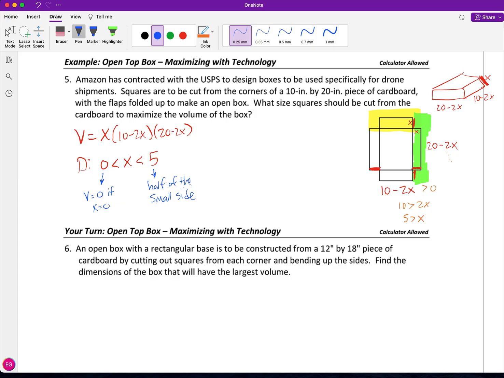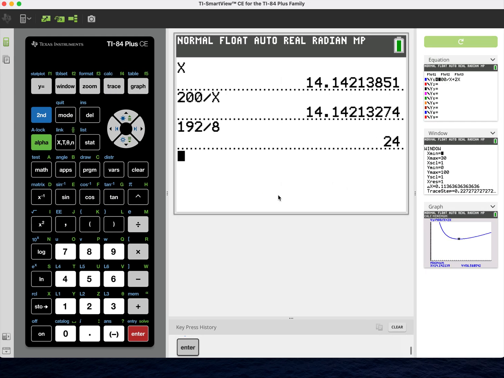And it should kind of make sense. I did the domain over here in the orange off to the right, but I'm removing 2x from each side, so I can't remove something more than what is possible. If I have 10 inches total, I can't remove more than 5 inches from either side. Otherwise, it doesn't work. So we got this. This is a cubic function because we would do x times x times x if we FOIL this all the way out.